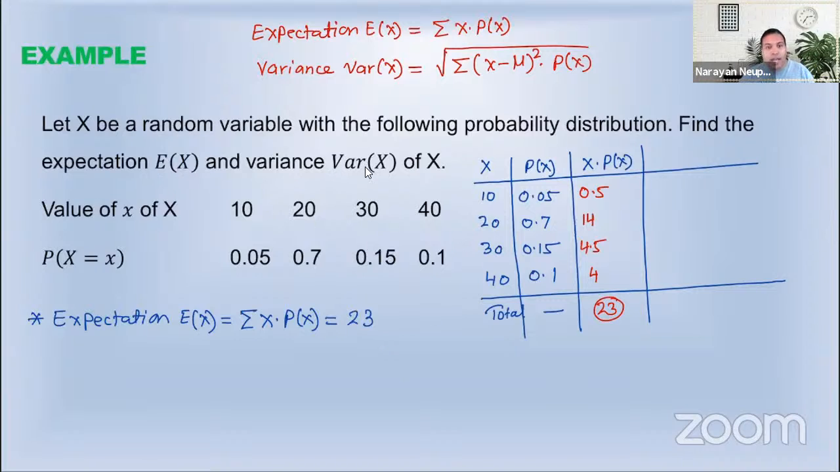Before I move on to variance, do you have any question on how I calculated the expectation or expected value? Is this clear so far? Yes. Okay, that is good. If that is clear, that is awesome.